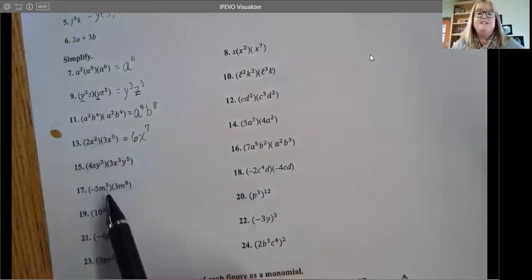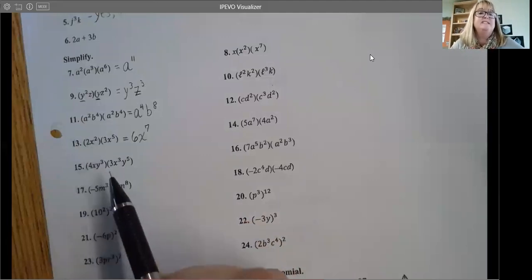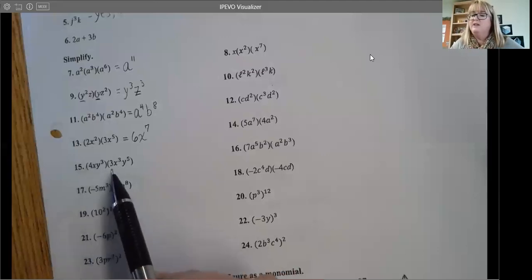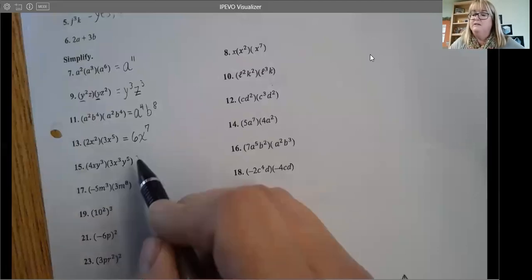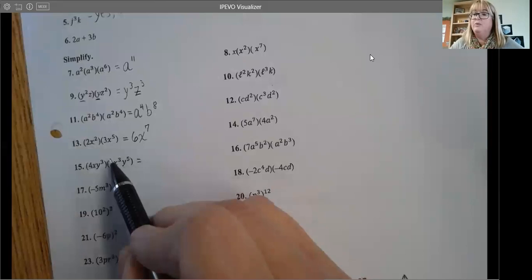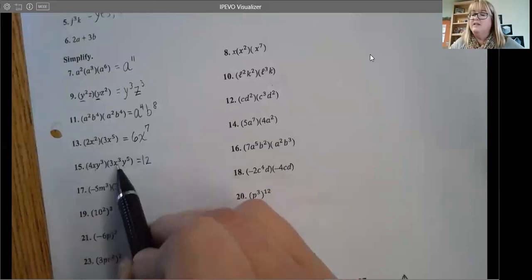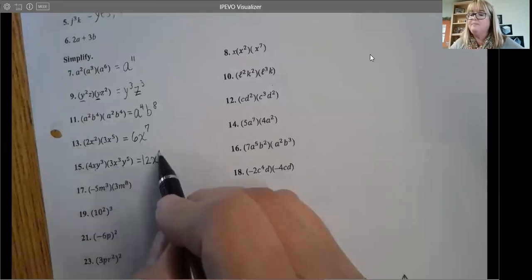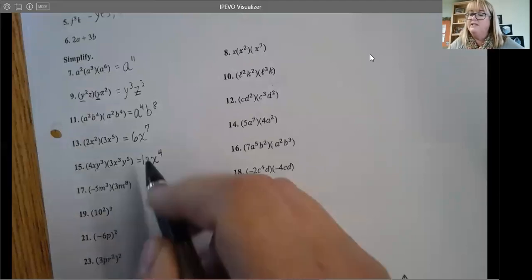All right, 15. We're getting a little bit longer term, but we work it the same way. 4xy cubed times 3x cubed y to the 5th. So we multiply our coefficients. 4 times 3 is 12. X times x to the 3rd, that's x to the 1st times x to the 3rd is x to the 4th. Y to the 3rd times y to the 5th, y to the 8th.